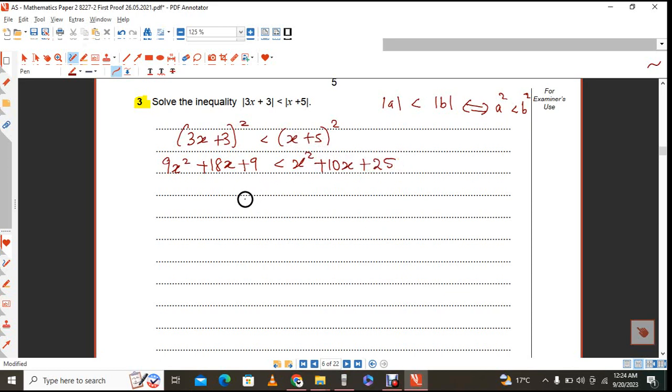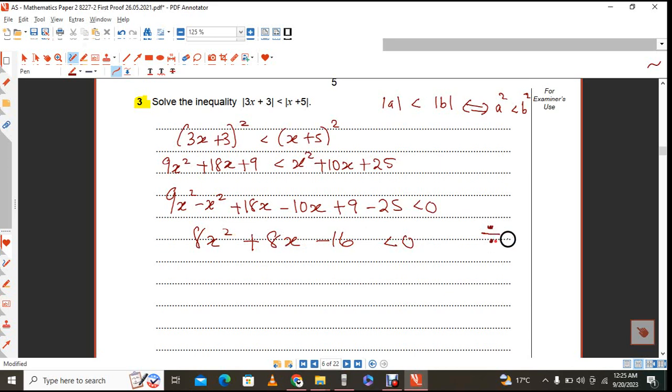Okay, right. So I'm just going to go ahead and bring this to the other side. So 9x squared, take away x squared, plus 18x, take away 10x, plus 9, take away 25, less than 0. Of course, this gives you 8x squared plus 8x minus 16 less than 0, and actually we can divide by 8. That gives you x squared plus x minus 2 is less than 0.